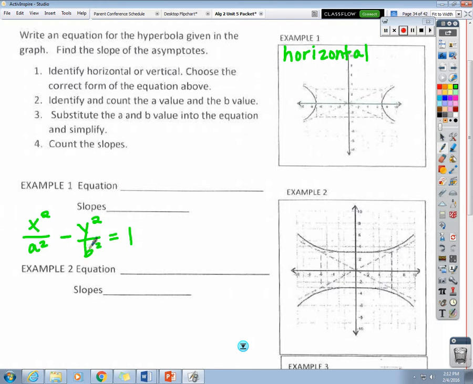So, obviously, to write this equation, we have to know what a and b are, correct? Okay. A and b are both the distance from the center. See how on this graph you have these diagonal lines drawn in? Those lines are your asymptotes. Do you see where those asymptotes intersect? Don't they intersect right here at the origin? So our center is 0, 0 for this hyperbola.